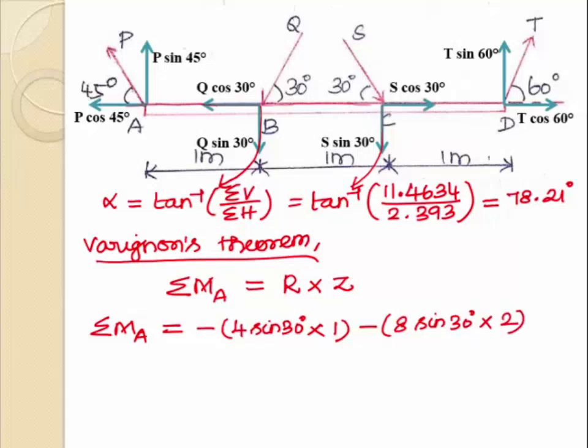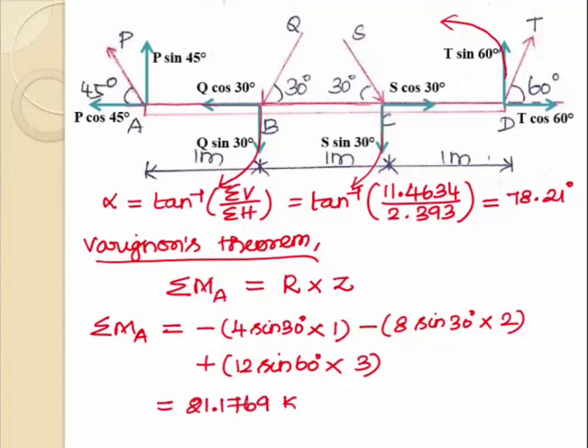Next, considering the force components acting at point D, T cos 60 force is passing through point A. So there will be no moment about point A due to the force T cos 60. Considering the force component T sin 60, that force creates anti-clockwise moment about point A. So the sign is plus T sin 60, that is 12 sin 60 into the distance between the force T sin 60 and point A is 3 meter. So the value of summation MA is 21.1769 kilonewton meter.